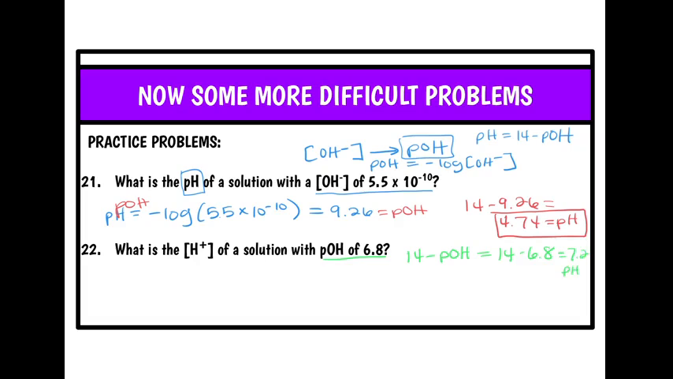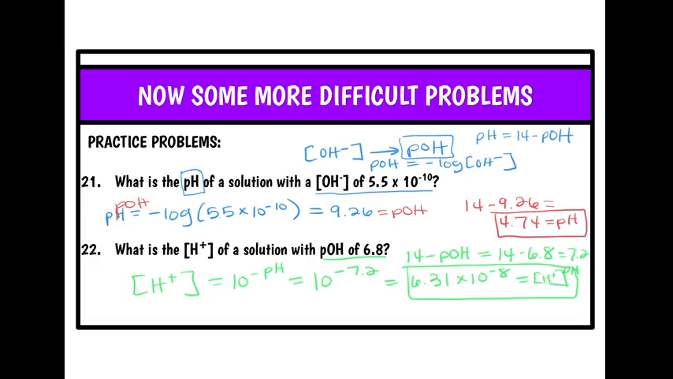And then remember, if we use that anti-log, we can find the hydrogen ion concentration by going 10 to the negative pH. So in this case, it'll be 10 to the negative 7.2, and I am coming up with 6.31 times 10 to the negative 8th, and again, that's going to be equal to our hydrogen ion concentration. So hopefully you're able to see how we're able to use both equations together to solve these problems.